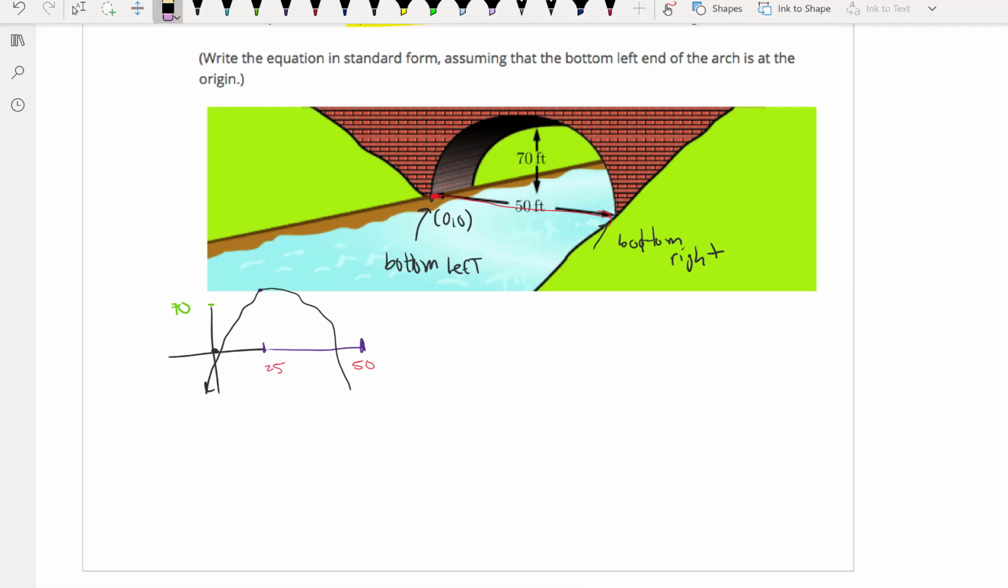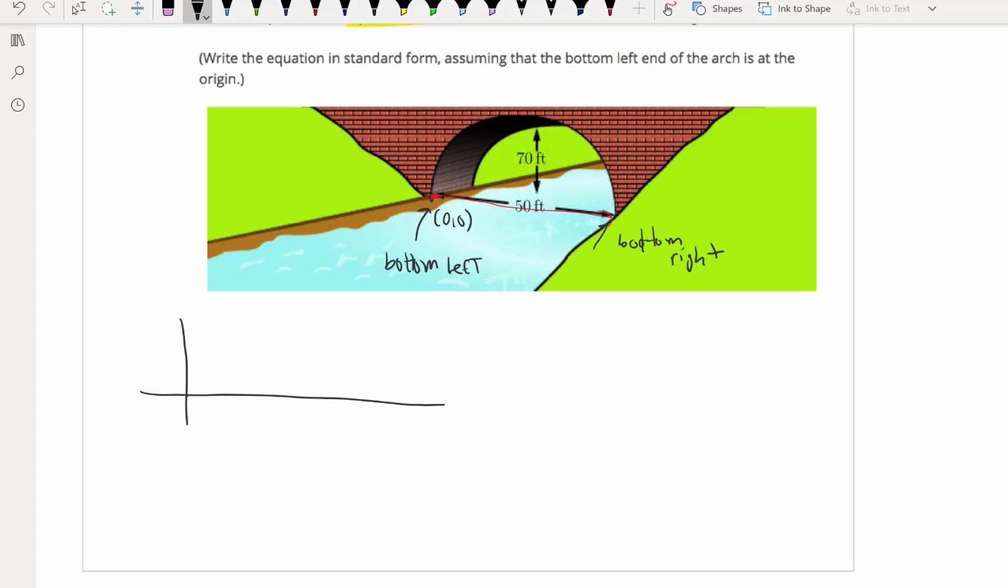Let me draw that a little bit better. So here is my origin at 0, 0. I know I have this up at 70, and I know that I can go across from one end to the other at 50. So right smack in the middle of 50 would be 25. Half of 50 is 25. So that top of that arch would be here.